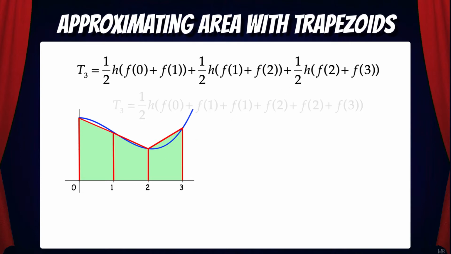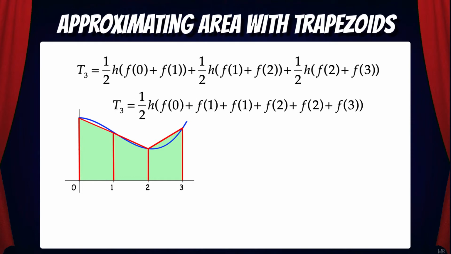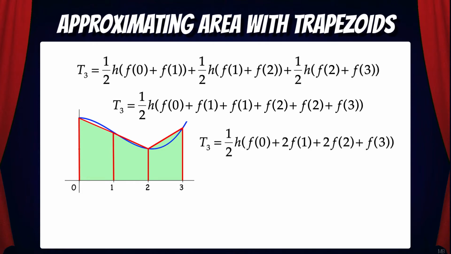Now we can factor out a 1/2 h, and our equation simplifies to 1/2 h times the quantity of f of 0 plus f of 1 plus f of 1 plus f of 2 plus f of 2 plus f of 3. Then we can combine like terms, and we get 1/2 h times the quantity of f of 0 plus 2f of 1 plus 2f of 2 plus f of 3.